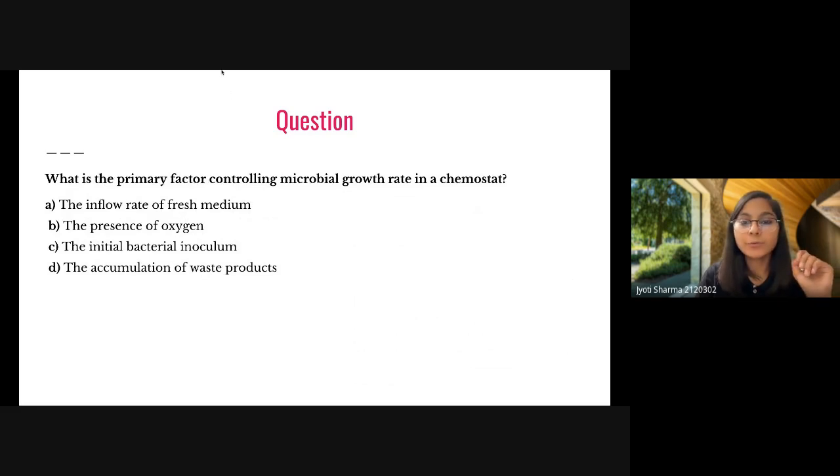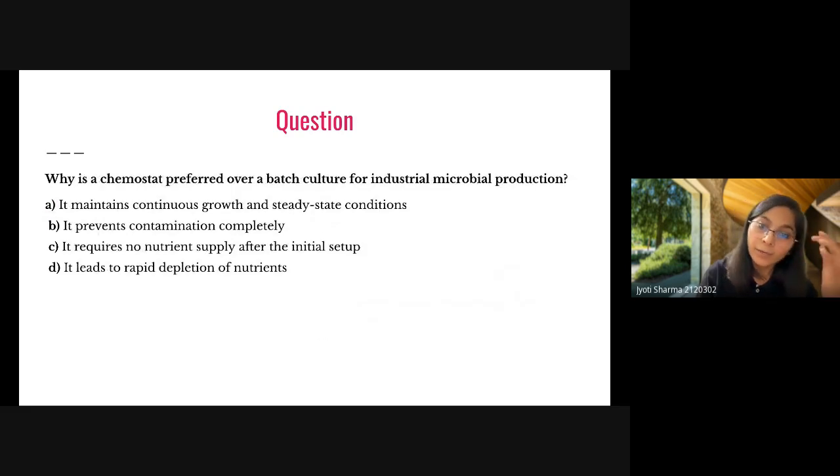Then if we have the chemostat, the primary factor to control the microbial growth rate in the chemostat is the inflow rate of fresh medium. Then why are we preferring the chemostat over a batch culture? This is because it maintains continuous growth and steady state condition.